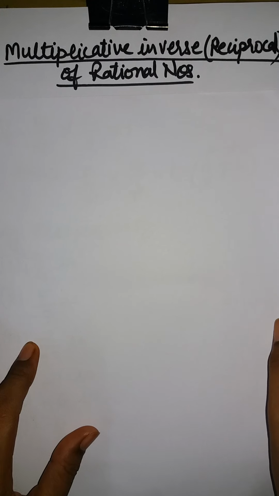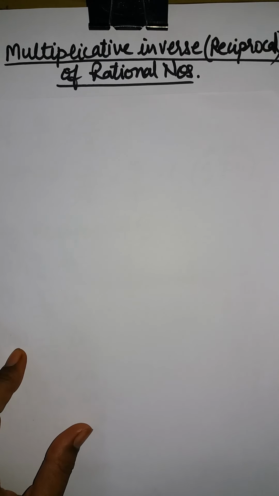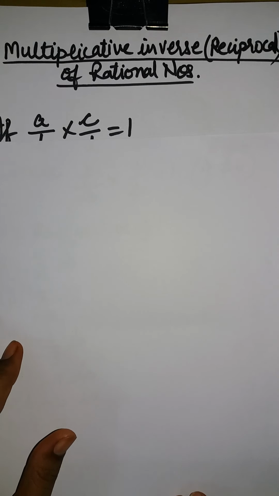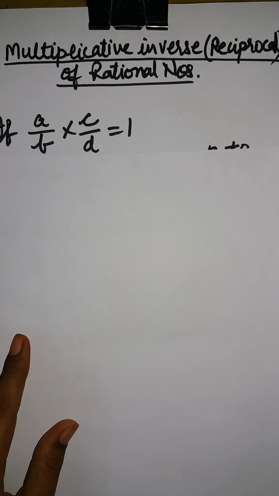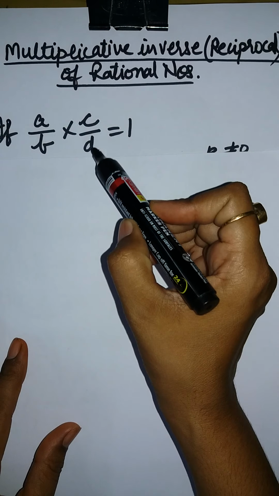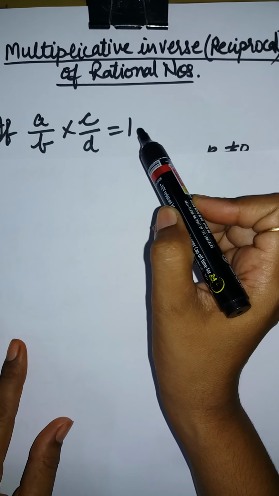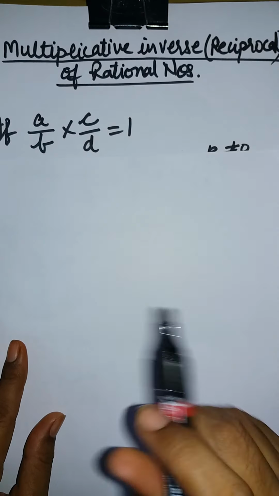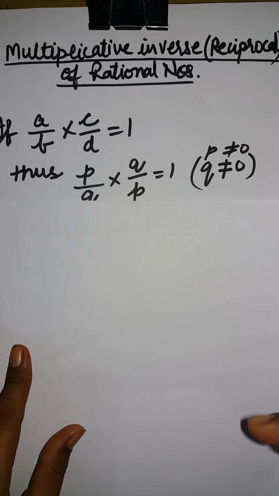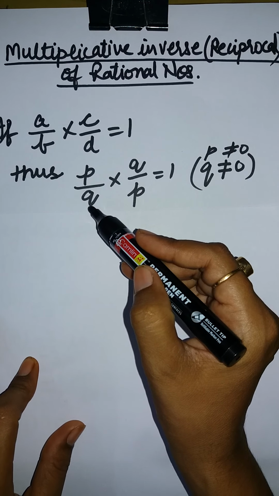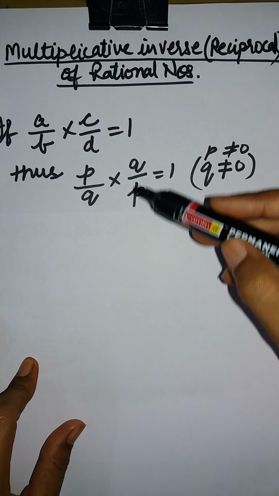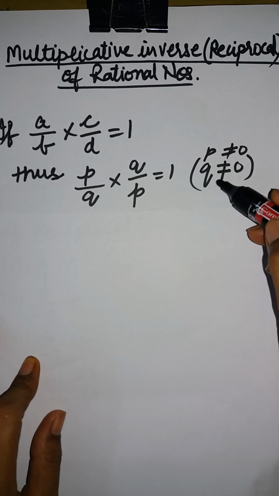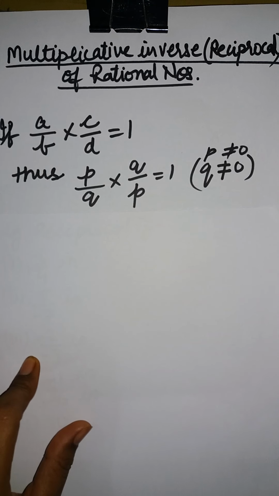Next topic is multiplicative inverse or reciprocal of a rational number. Now if a by b and c by d are two rational numbers such that a by b multiplied by c by d and their product is equal to 1, then each is called the multiplicative inverse or reciprocal of the other. Thus we can say if p by q is a rational number, its reciprocal is q by p, because their product is equal to 1, and p and q should not be equal to 0.